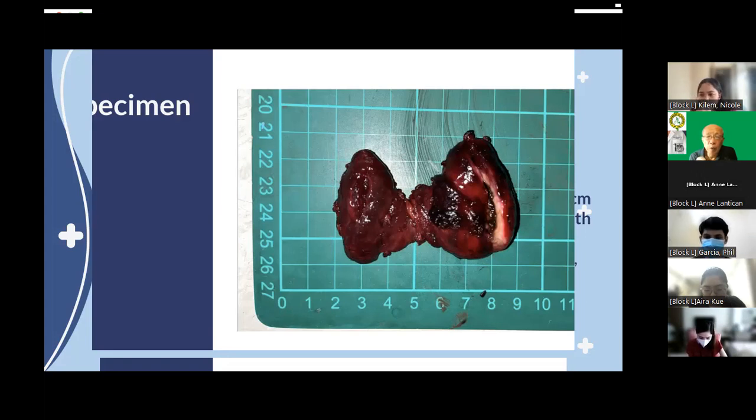If it's based on the protocol, if it's smaller, no, then you can do a subtotal. No? Okay. So now, it's hard to discuss. We won't waste time discussing that. It depends on the protocol. May controversy pa doon. No? Okay. Pwedeng subtotal, pwedeng total.